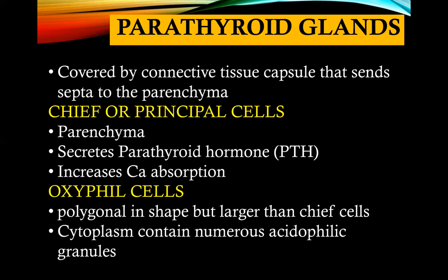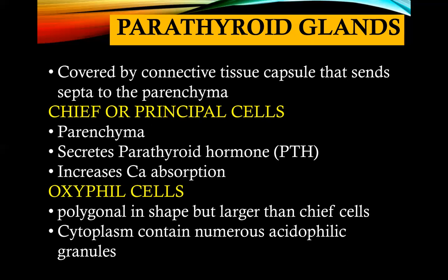Again, calcitonin is produced by the parafollicular cells in the thyroid gland, decreasing its calcium concentration. Whereas here in the parathyroid gland, we have the chief or principal cells secreting the parathyroid hormone, which in turn increases calcium absorption. What does that mean? You have an increased calcium concentration in your blood. Okay, what are the other cells?